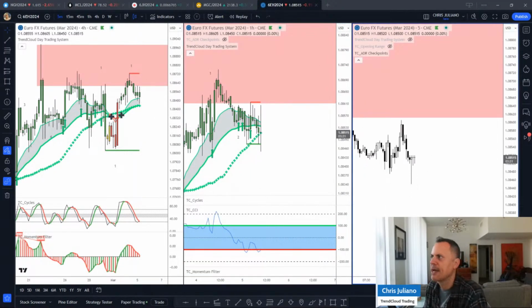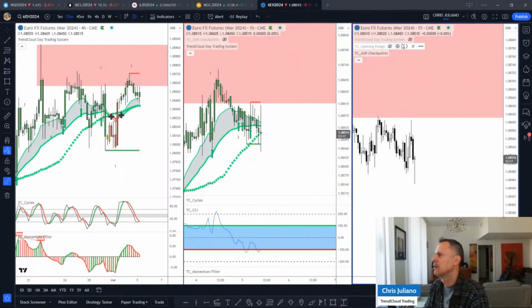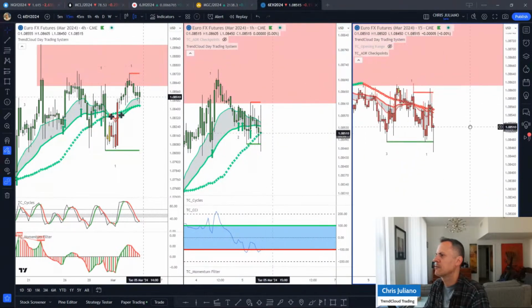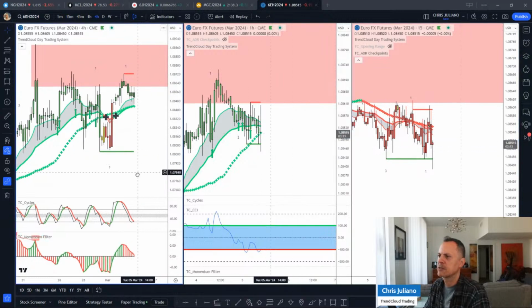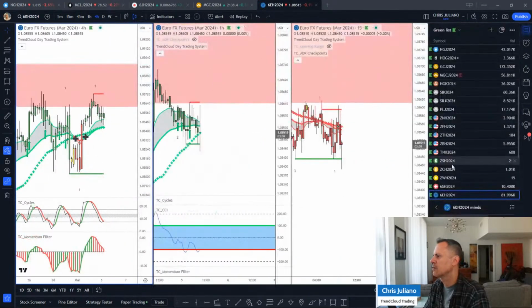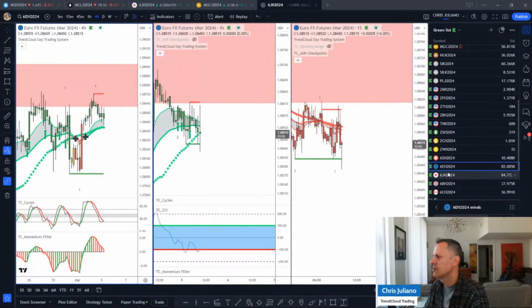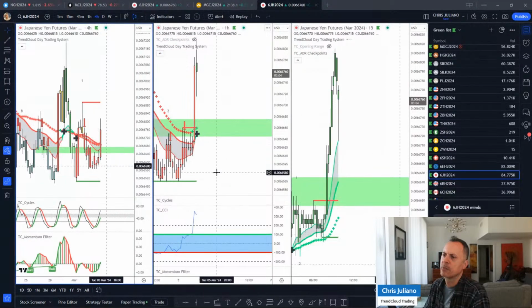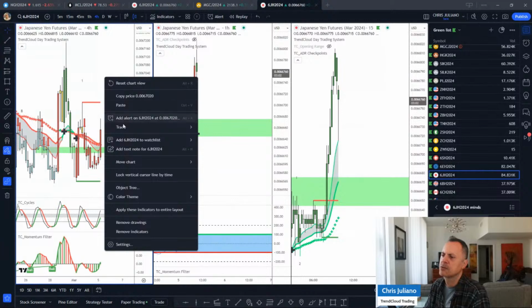Can't get a fix on that, right? We're not going to be able to get a fix on something that's got a whole bunch of mixed signals going on. So we know, okay, mixed signals, we'll walk away. Japanese yen. Wow. Okay. What's going on here?